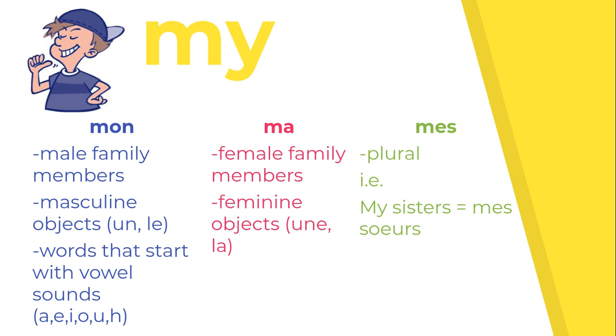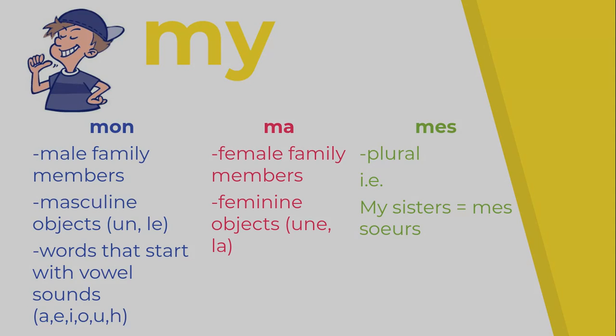Yesterday, we learned about my, and remember there are 3 different words for my in French. We have mon, ma, and mes. Mon we use with male family members and masculine objects and words that start with vowel sounds. Ma we use with our female family members and feminine objects. And then mes we use anytime it's plural, like mes sœurs, mes frères, mes parents, mes grands-parents, etc.